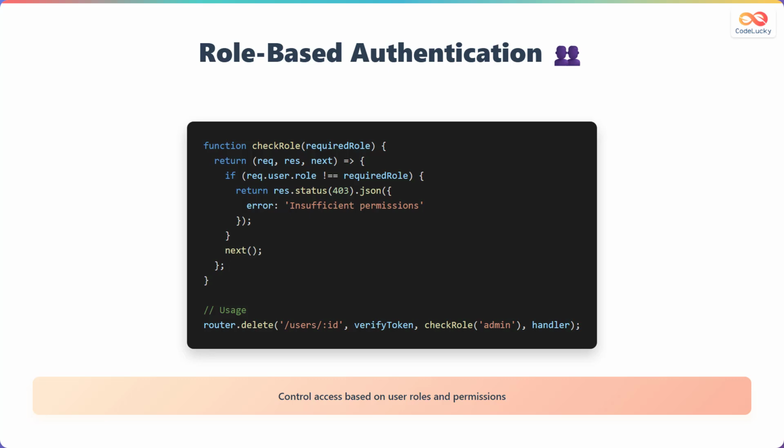In the example, we protect the /user/:id delete route by using verifyToken to ensure the user is authenticated and checkRole('admin') to ensure the user has admin privileges before allowing access to delete user accounts. Control access based on user roles and permissions.